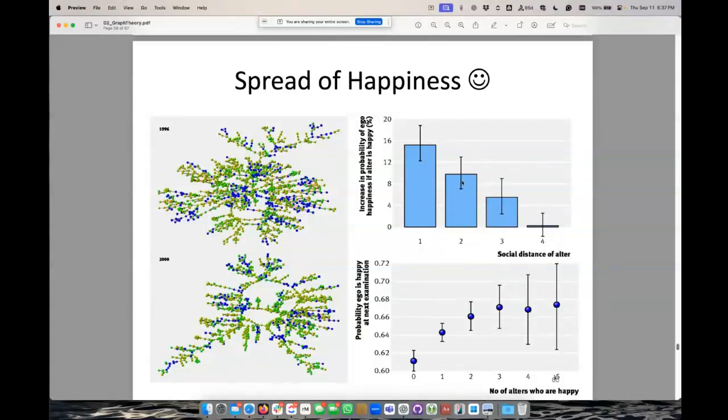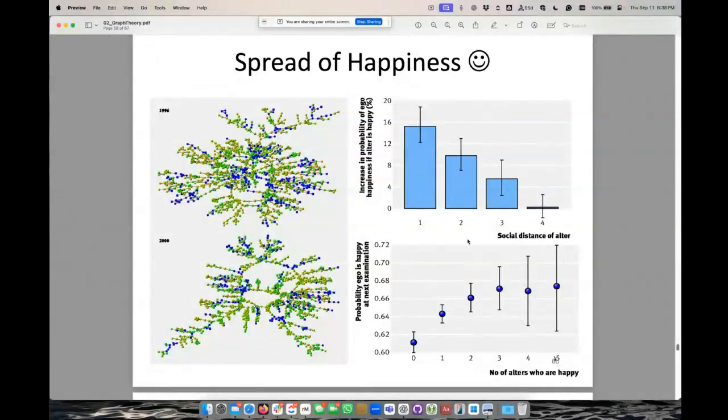If they are two hops away, then the probability decreases. Three hops, four hops, then it kind of flat lines after that. So it's probably better to keep your friends happier, right? So that's probably the conclusion here. So happy friends make you happy.